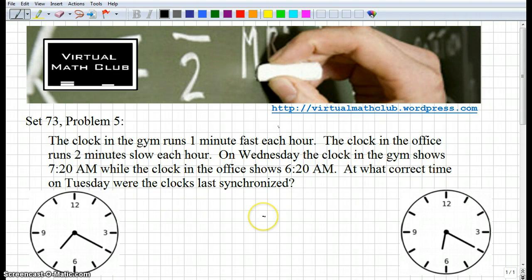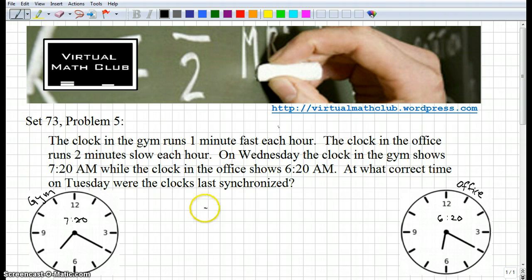And on Wednesday, the clock in the gym shows 7:20 a.m. So this clock over here shows 7:20 a.m., so this must be the gym clock. And the clock in the office shows 6:20, so this must be the office. And the question is, at what correct time on Tuesday were the clocks last synchronized? And we'll assume they were synchronized to the correct time.